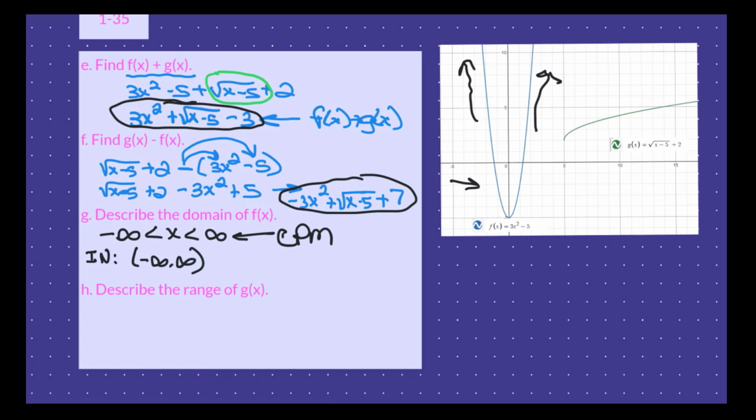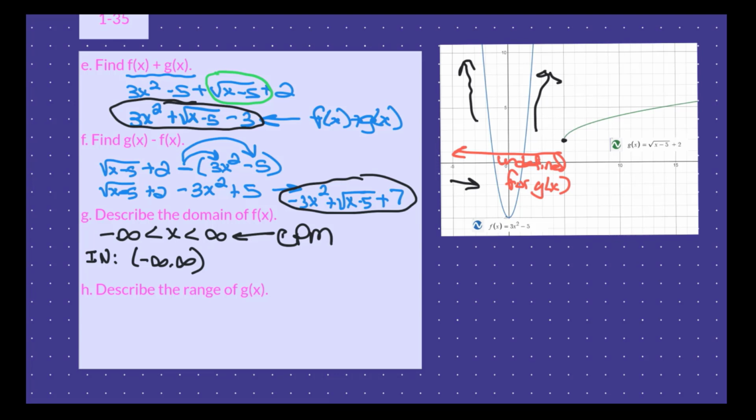Okay, and then describe the range of g of x. This is h. The range on this one is not going to be all real numbers. And if you think about it, look at where it starts. Our range starts at 5. And we've already talked about everything that is to the left. Let me use a little different color here. Everything to the left is undefined for g of x.